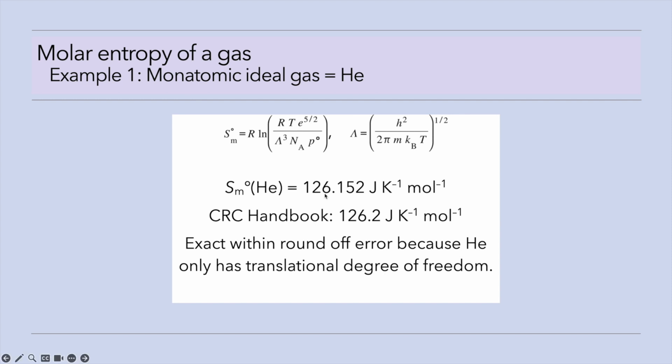The Sackur-Tetrode equation, which we have up here, and the thermal wavelength give us just the right answer for helium because it only has translational degrees of freedom. It has that translational degree of freedom with 3 components in it, X, Y, and Z.